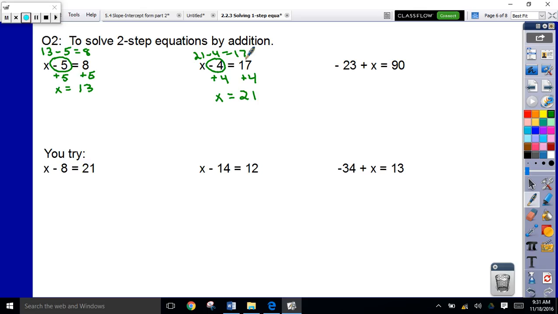On the last one, we have the number first. We have a negative 23 first. It's still a negative 23. To get rid of a negative 23, I add 23 to both sides. Whoops, that sign didn't come out too well. So x equals 113. If I check that, negative 23 plus 113 does equal 90.